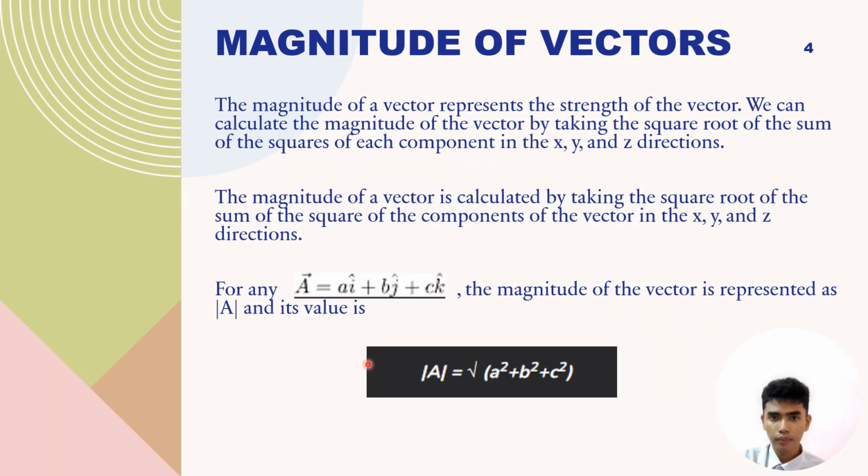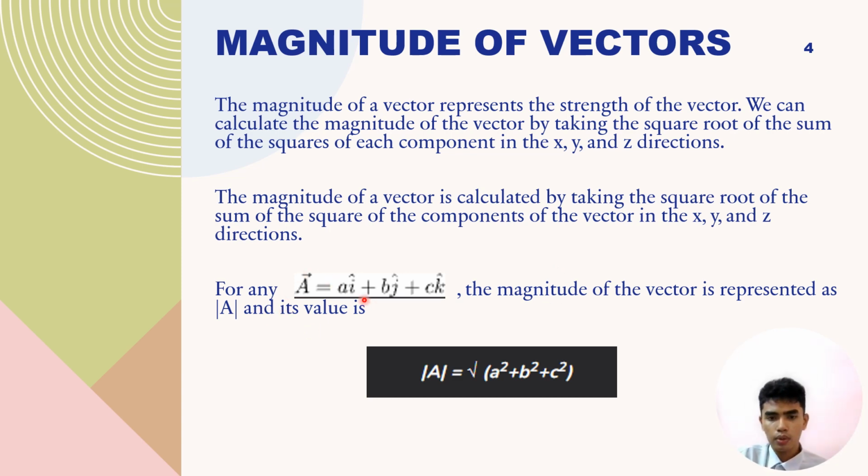Let's move on. Right here we have the magnitude of vectors. The magnitude of a vector represents the strength of the vector. We calculate it by taking the square root of the sum of the squares of each component in the x, y, and z directions. Basically, we need to use x, y, and z to calculate the real value, so we can get the exact point of the vector, what the magnitude is, and what the direction is.